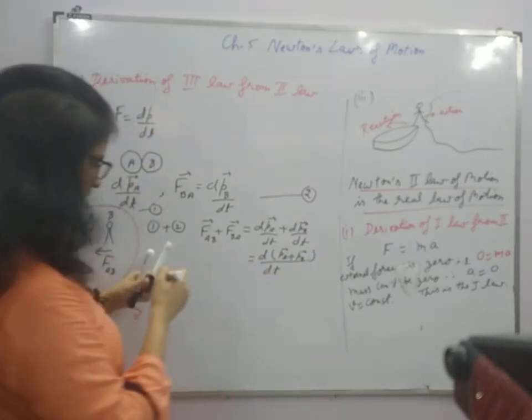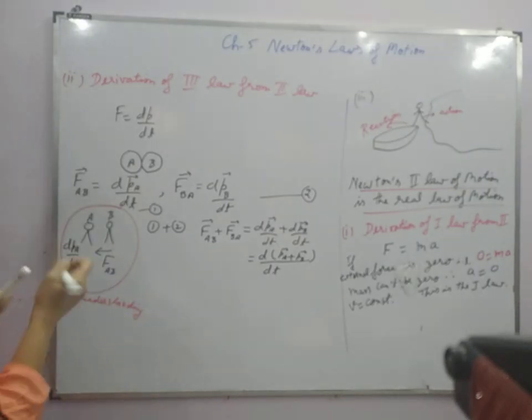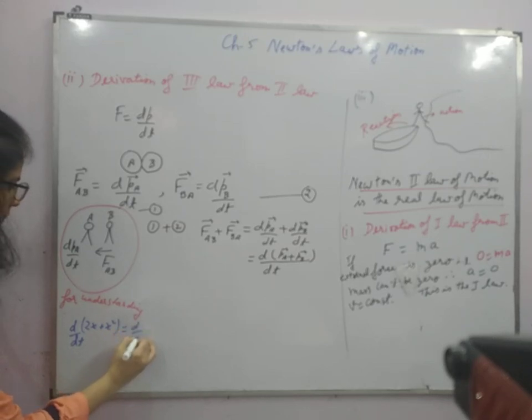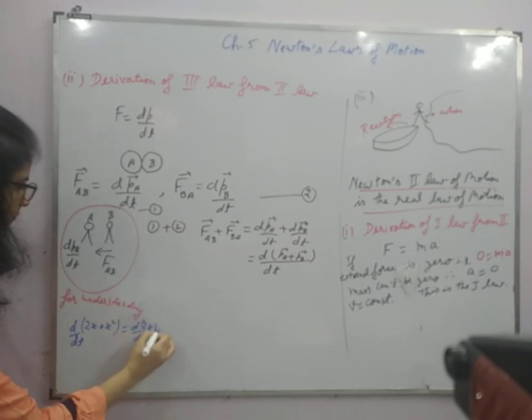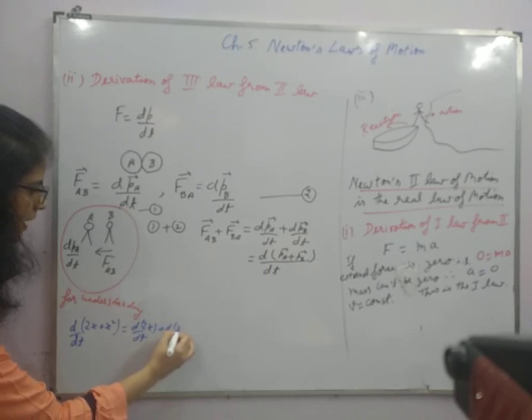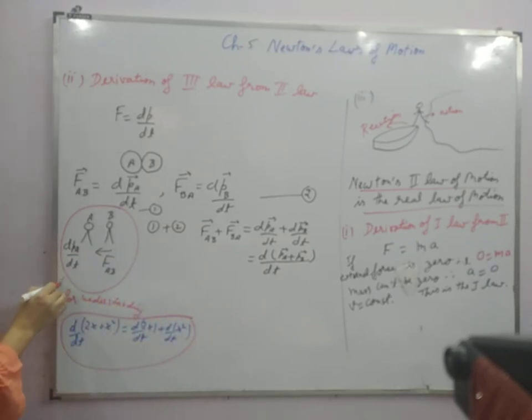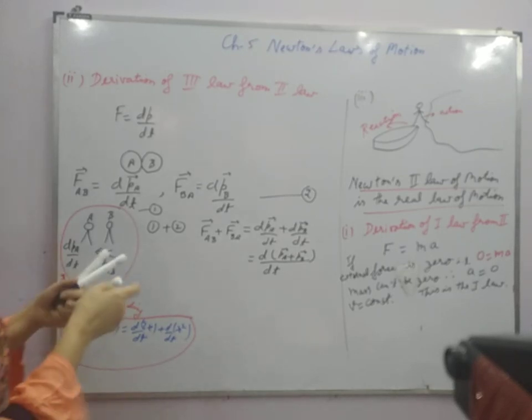You have to recall the concept of differentiation. What was the concept? If we are applying d by dt on, suppose, 2x plus x square, what do we write? d by dt of 2x plus d by dt of x square, separately. So if we have these separately, I can club these and write like this. So this is what I have applied here, again for the understanding.